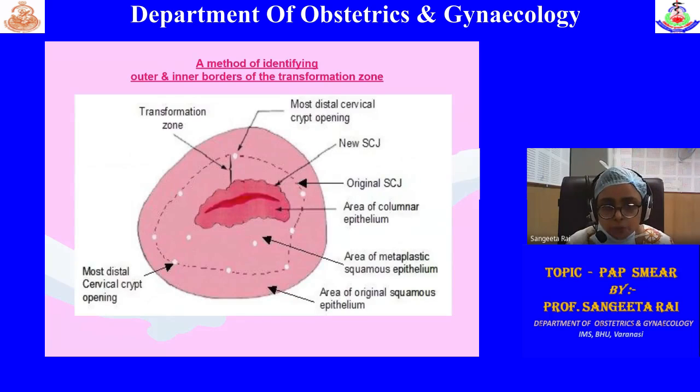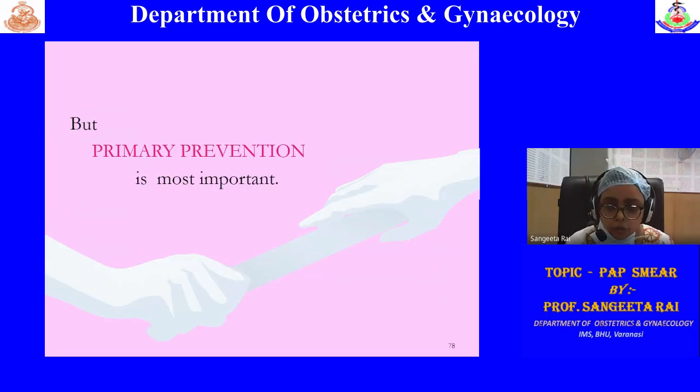Now again, this is a picture of the transformation zone. You can appreciate the inner border and the outer border. The inside is the new squamocolumnar junction, and the outside is the original squamocolumnar junction. This whole area you can see nicely, and it is known as the transformation zone, which is the area of metaplastic squamous epithelium. So we all know that this is a method of secondary prevention.